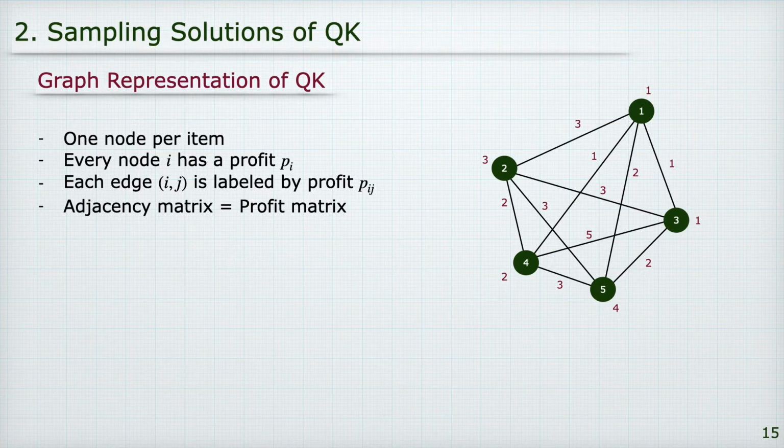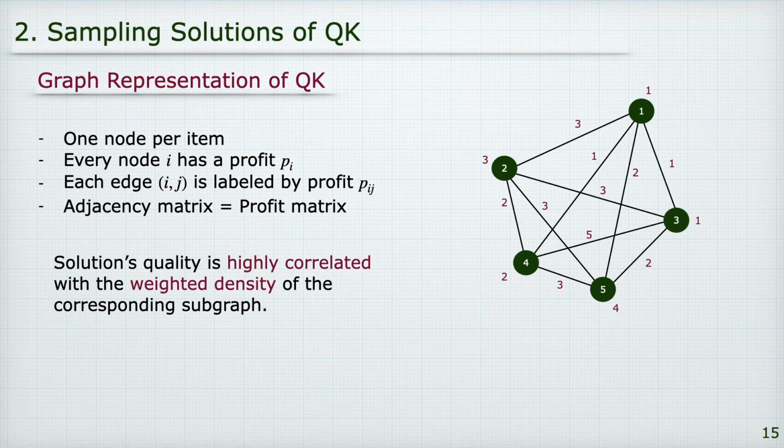To get more intuition on what we are going to do, I'm going to use a graph representation of quadratic knapsack. So we have one node per item, and each edge ij is labeled with profit Pij. And we have also a profit Pi on each node. Actually, the adjacency matrix of this graph is exactly the profit matrix of our problem.